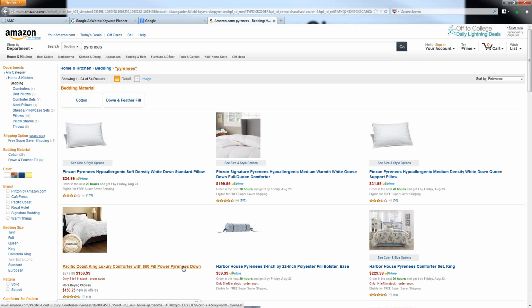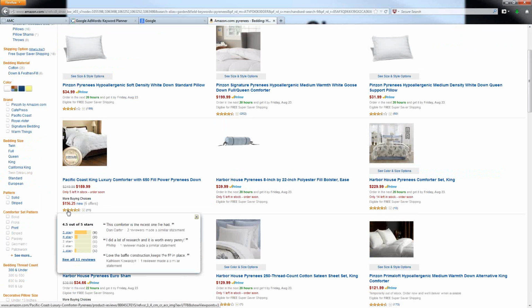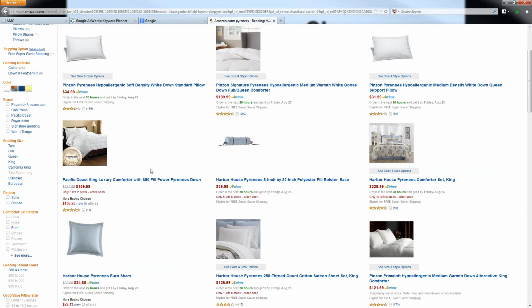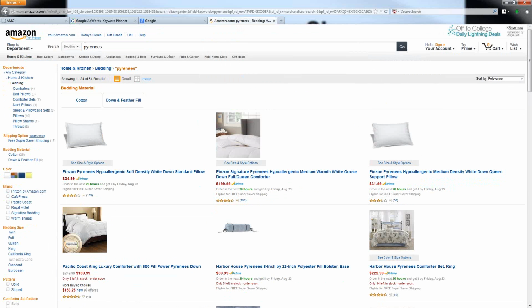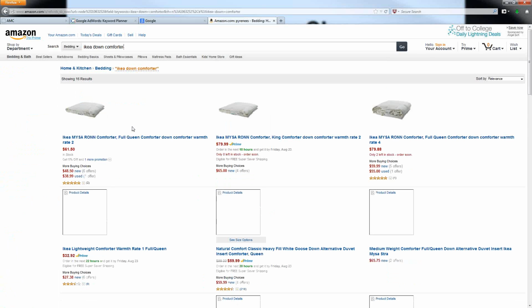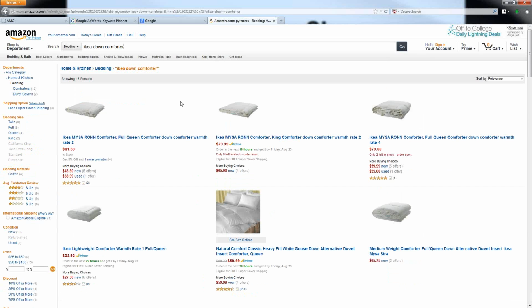This one has a rating of over 4 stars, 4.5 stars. So I already know that would be a great choice. Now I can go and search IKEA down comforter, for example, just to make sure that there are actually IKEA comforters out there that are for sale.